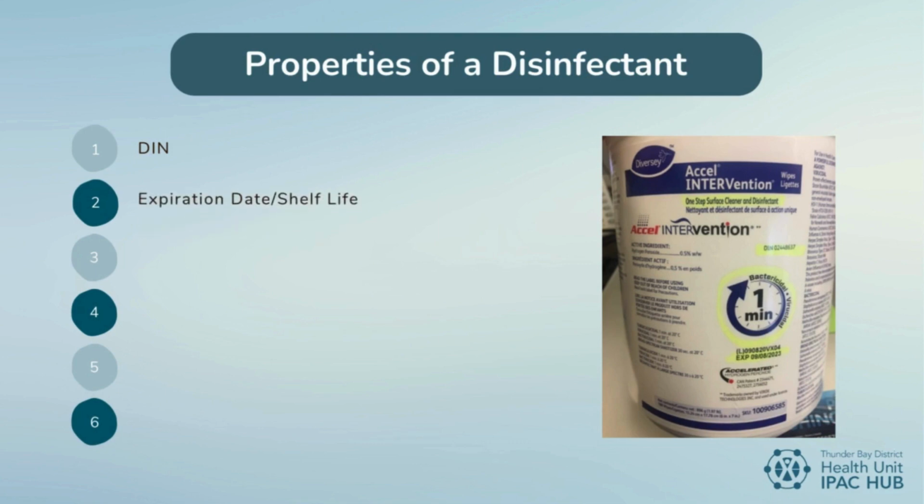Number 2, an expiration date and shelf life. It's important not to use products past this date, as the concentration may have depleted to a level that is no longer effective. It's also important to always rotate your products on the shelf. Number 3, proper storage. Certain chemicals can't be exposed to heat or light as it decreases the concentration. Most need to be stored in a cool, dry, dark place, for example, a cabinet.